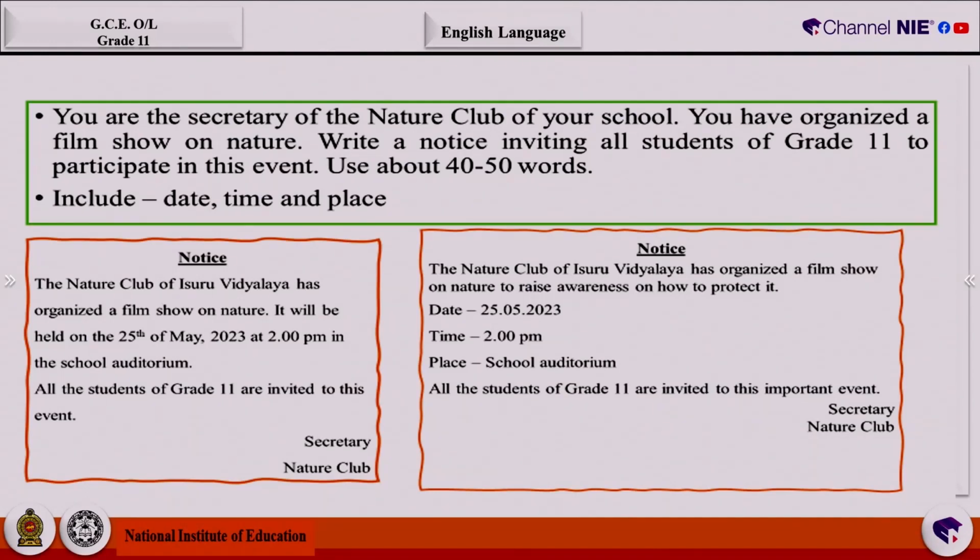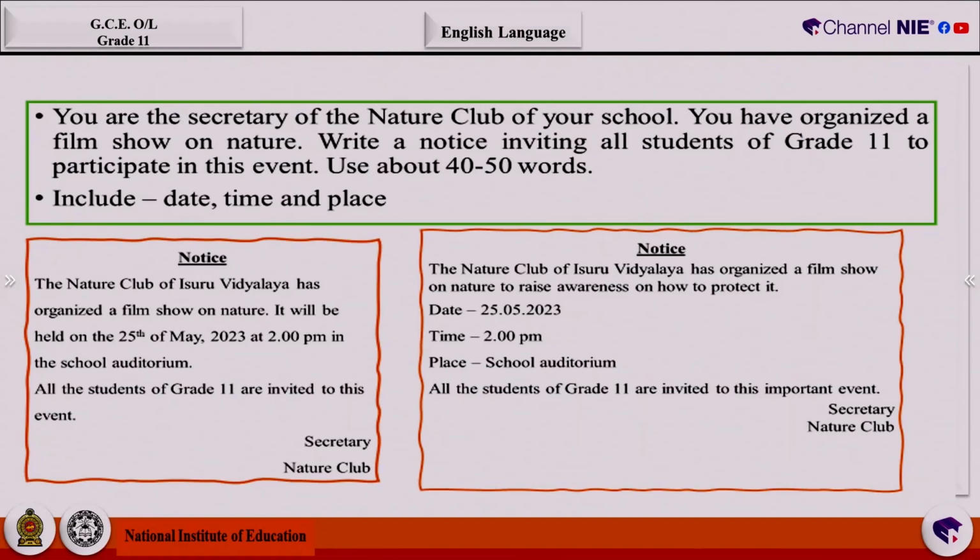So definitely when it is a club or an association, the secretary has to sign there. Now the same notice can be written in a different manner. Look at the other example. The Nature Club of Isuru Vidyalaya has organized a film show on nature to raise awareness on how to protect nature.